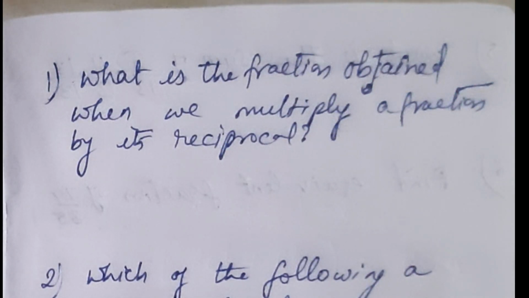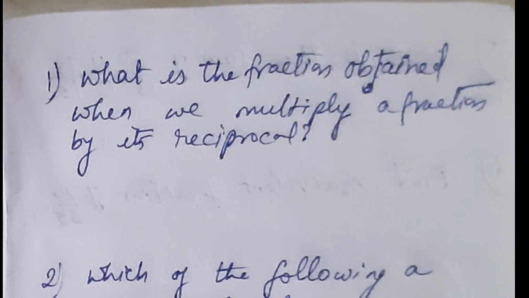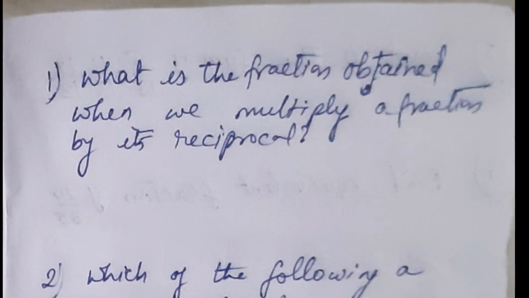Let's start with Maths Olympiad questions. So here we are starting with level 1. Here the first question is given: what is the product obtained when the fraction is multiplied by its reciprocal?